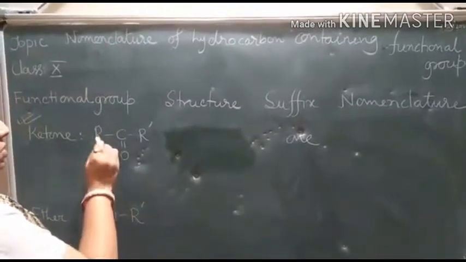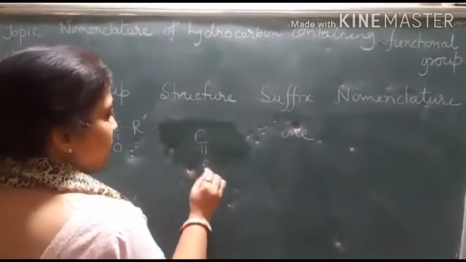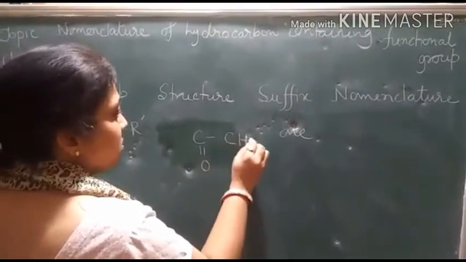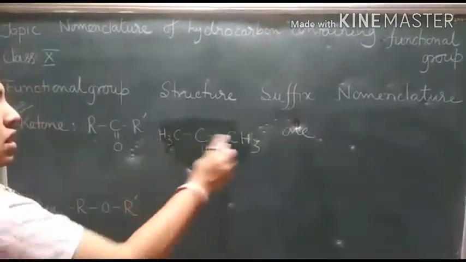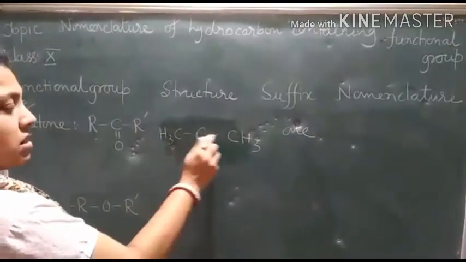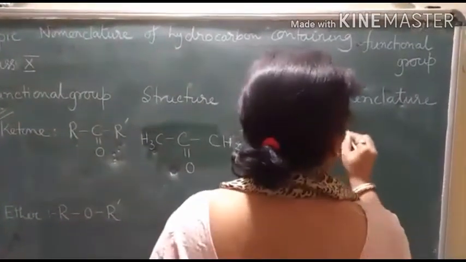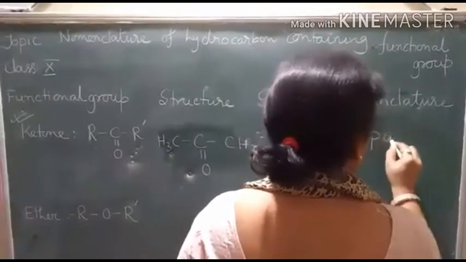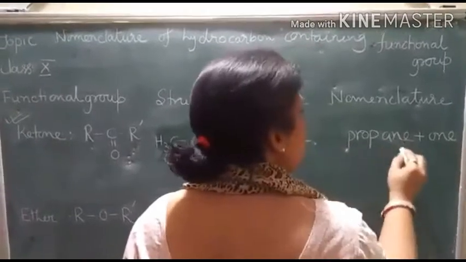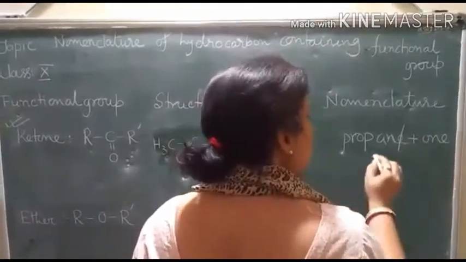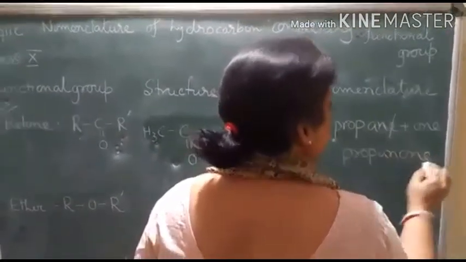So I have to start with an R group that contains carbon. It will start C double bond O, CH3, CH3. So these two are R groups. You can see that there are 3 carbons in the chain. So 3 carbon means the nomenclature will be propane plus the suffix ONE. E will be omitted because both are vowels. So the nomenclature will be propanone. Propanone.